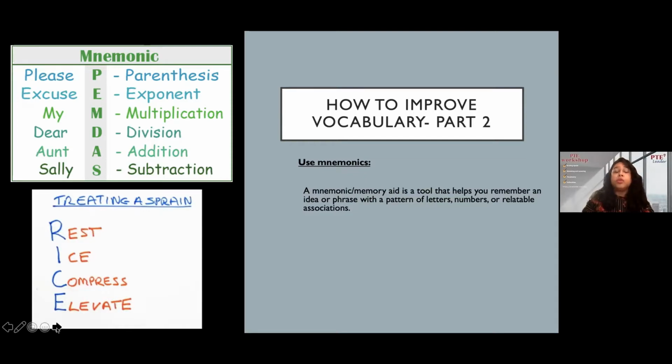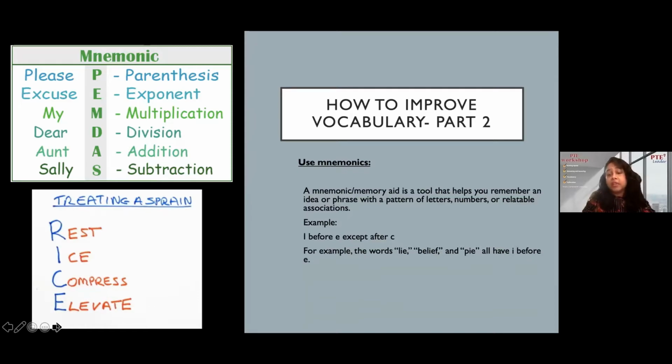For example, to remember a spelling rule. One spelling rule is I before E except after C. I think I have covered this in one of the previous live sessions. This is one of the very famous and very useful spelling rules to remember some spellings. I before E except after C.